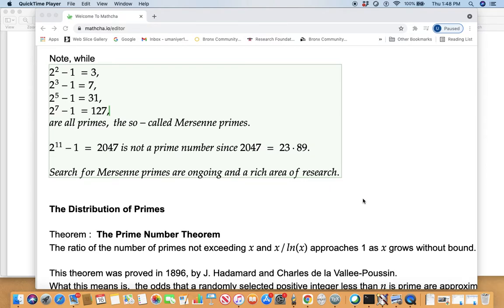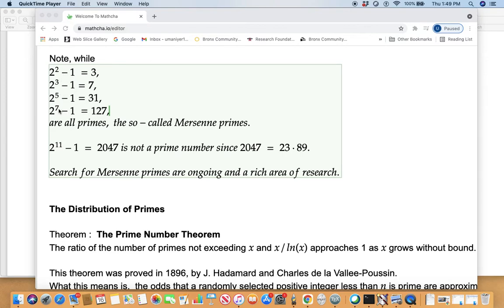Let's continue a little bit more on chapter 14. 2 to the second power minus 1 is 3. That's a prime. 2 to the third power minus 1 is 7. That's a prime. 2 to the fifth power minus 1 is 31. That's a prime. 2 to the seventh power minus 1, 127. That's also prime. These are all primes. Notice the powers are all primes here. These primes are called Mersenne primes.